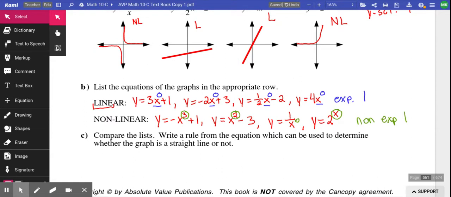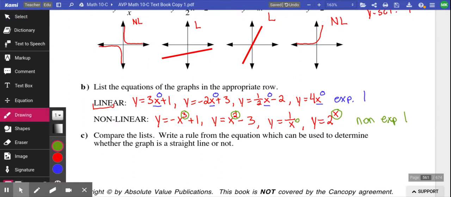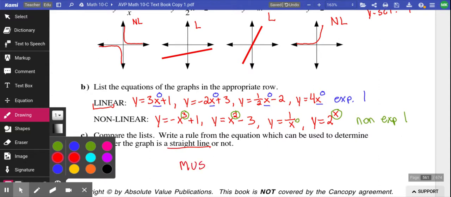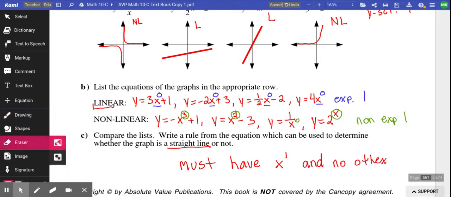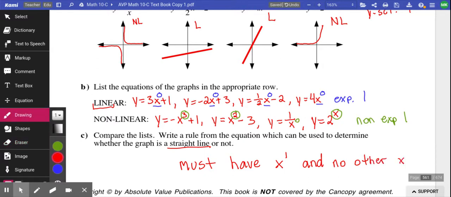And that first general rule is that to make a straight line, it must have x to the power of 1 and nothing else. No other exponents. No other x to the power of anything. I'm just going to put a question mark up there. So that's our first kind of rule.